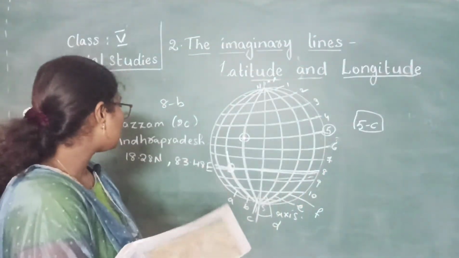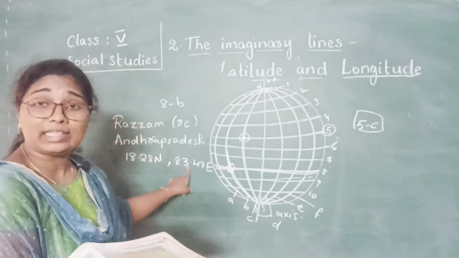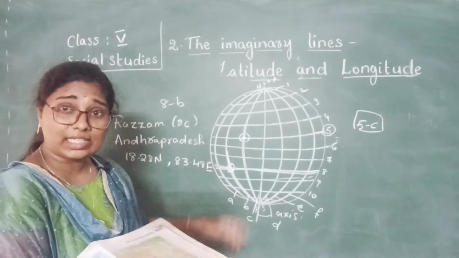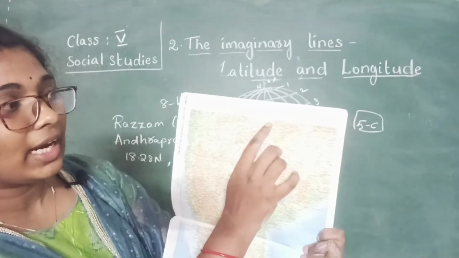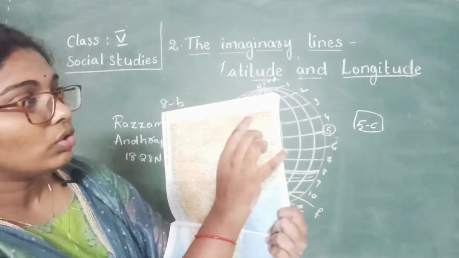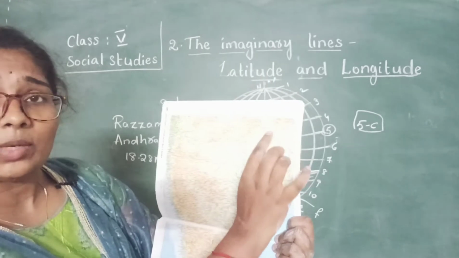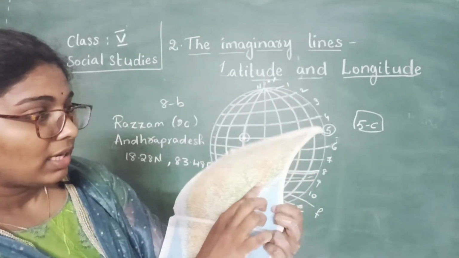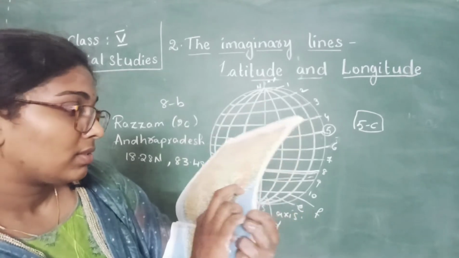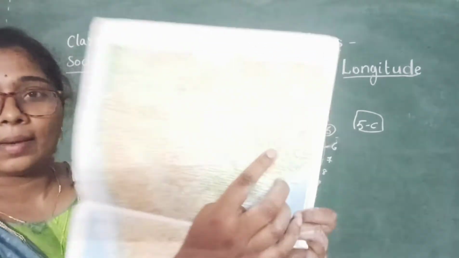And what is the longitude? 83.48 east. See here you can see 80 and 82, here 84. So it will be in between 82 and 84, right? You have to intersect here and here. Right, see.